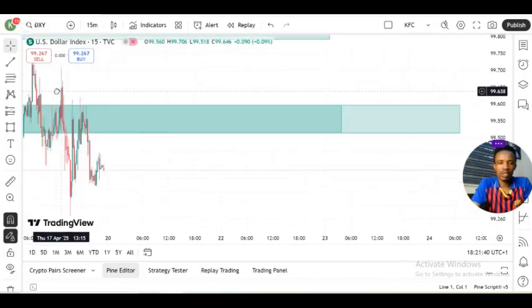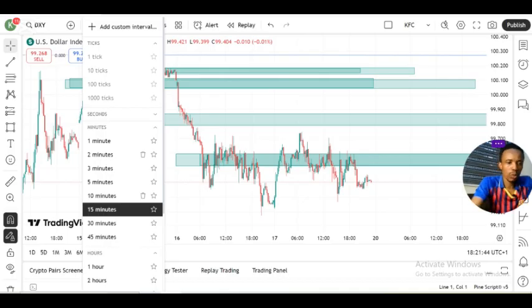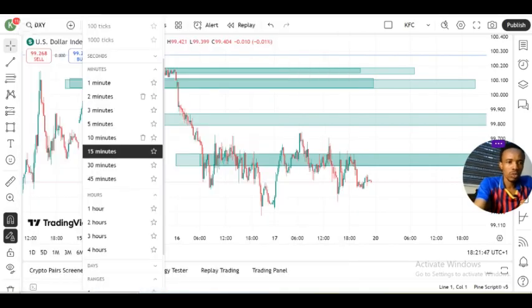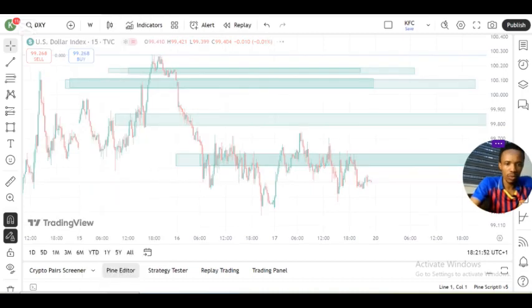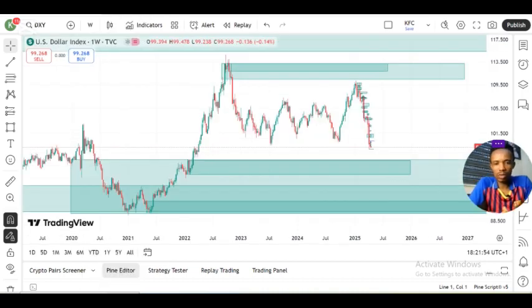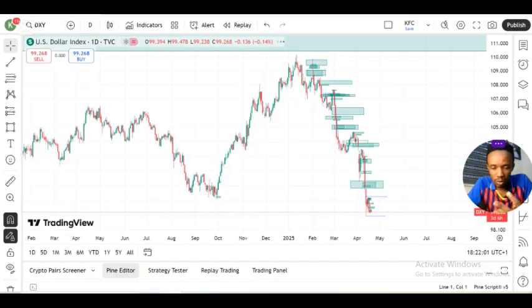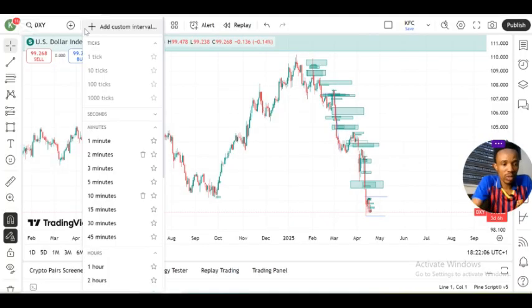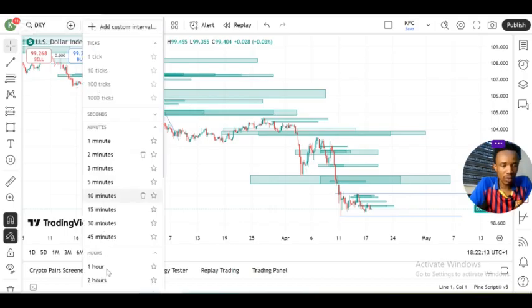Okay, so this is DXY, the dollar index, and here is my market perception. This is what I'm seeing in the market. I've been able to draw out all my liquidity zones, and I'm looking from the weekly time frame. Let's do a quick top down: it's bearish. This is the daily time frame, and you can see it's also bearish. When you go to the 4-hour time frame, you agree with me that it's still bearish.